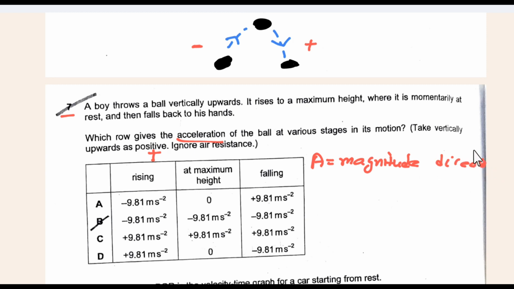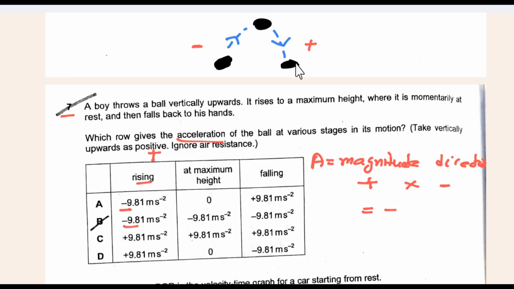So acceleration has both magnitude and direction, and we know that for rising, that is upward movement, the direction is negative. But here we have to take vertically upward as positive, and if we multiply these two values, then we would get a negative sign. That is, acceleration is negative, so either B or A.